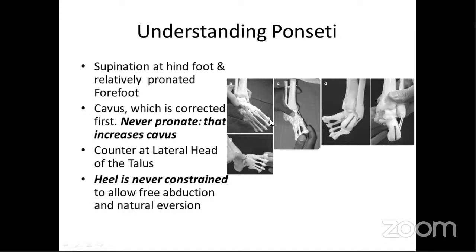So the first step in Ponseti method is elevation of the first metatarsal, right? That is correction of the pronation of the forefoot. That is, you supinate the forefoot. So although it seems that you're exaggerating the deformity, actually you are bringing the first metatarsal in line with the rest of the metatarsals.